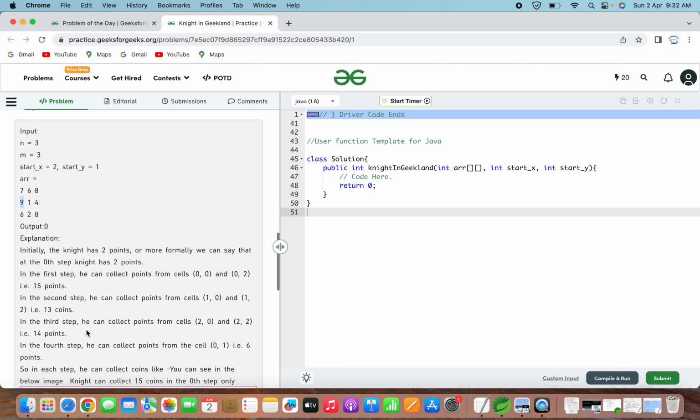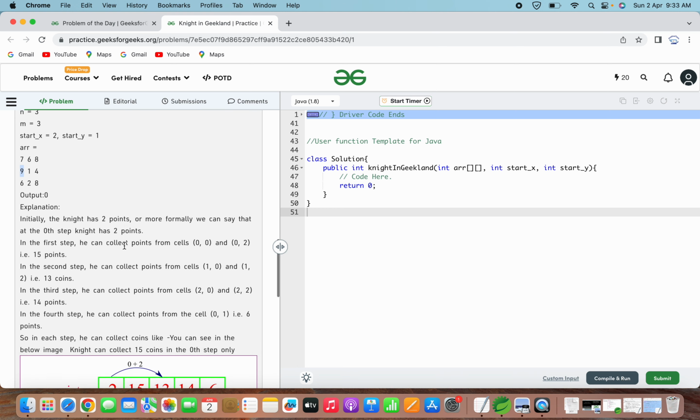In the third step, see here also, when we are at both these places, again the possible combination is that it can move back to 2 as well, because here also, if you see downward, 1, 2 and right. So the knight can move from 7 to this location 2 as well. But since 2 has already been visited, we are not considering it. It is already considering these two locations, this 4 and this 9, that is 1,0 and 1,2. 2,1 is not considered because it has already been visited. I hope this is clear. So in the second step, he will collect all together 13 coins.